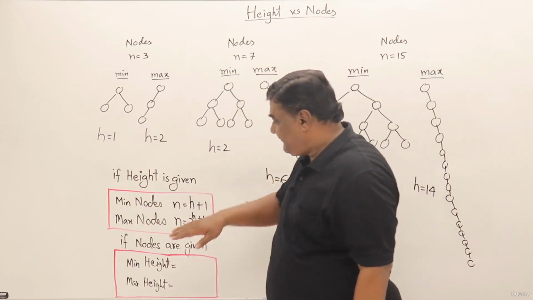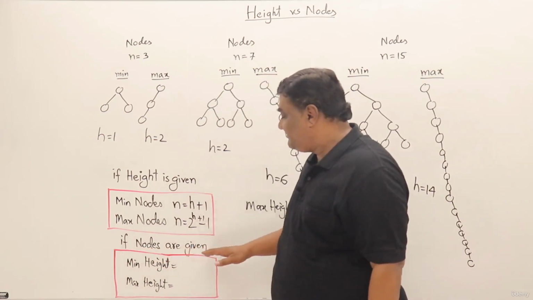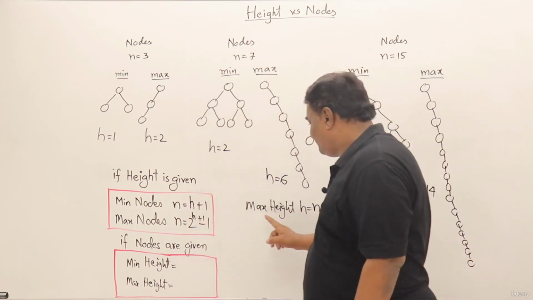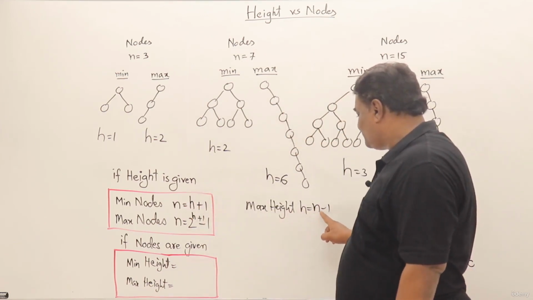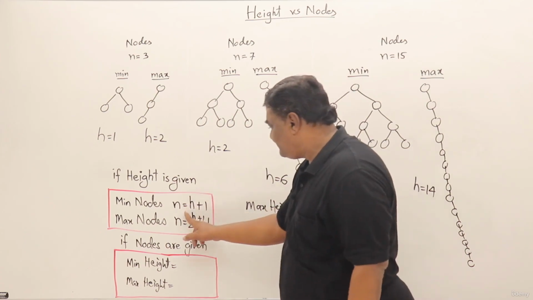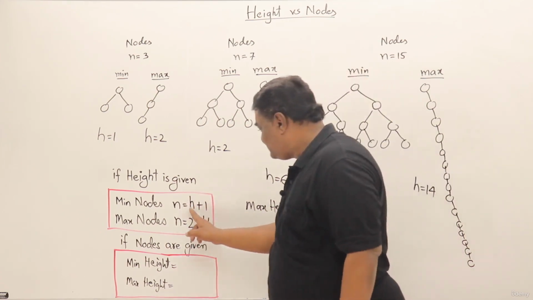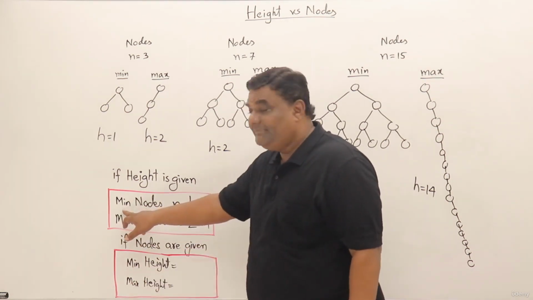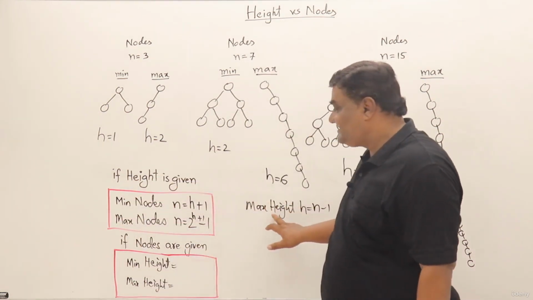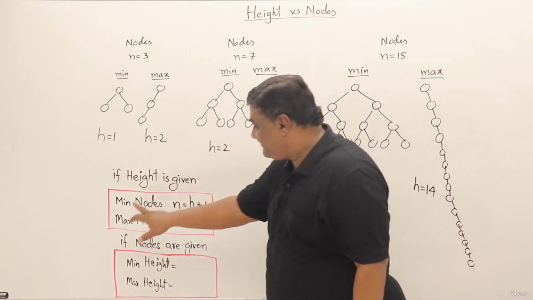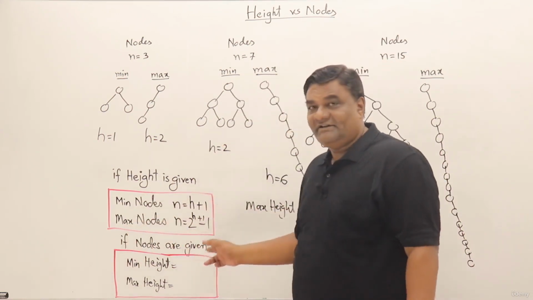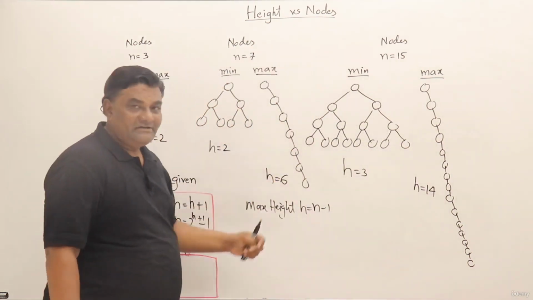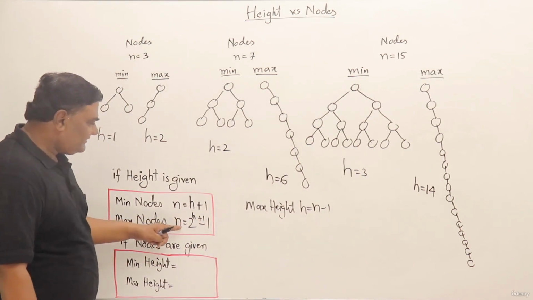Now we are finding out, if nodes are given, the minimum and maximum height. For maximum height, we got h is equal to n minus 1. That's similar to this one: n is equal to h plus 1. If you send this plus 1 there, it becomes minus 1. So this was the minimum nodes formula, and it became the maximum height formula. So it means the minimum node formula can be converted into the maximum height formula, and the maximum node formula can be converted into the minimum height formula. So I don't have to observe from the trees. Let us use this formula and convert it.